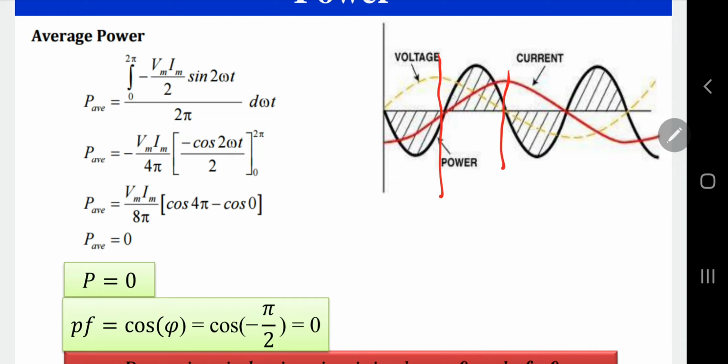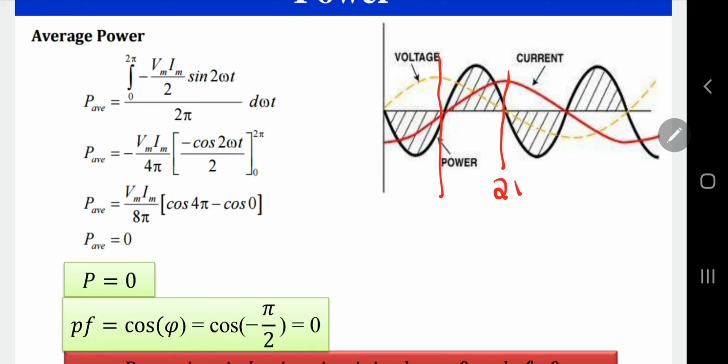Okay, you just analyze these points also. In between here, you can see that both values are positive. Voltage and current both are positive, so the power is also a positive value. Similarly, you can analyze all the waveform and you will be obtaining the power waveform like the black waveform. Okay, now we are going to find what is the average power.